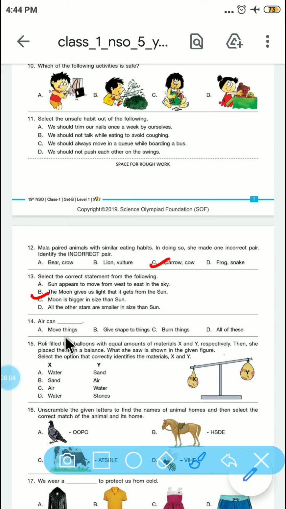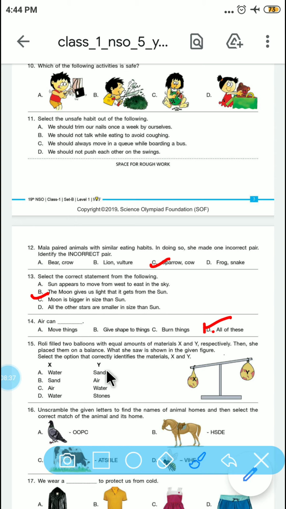Air can push, move things, give shape to things, burn things, all these. So all these activities are done with the help of air. Question number 15. Rolly filled two balloons with equal amount of material X and Y respectively. Then she placed them on the balance. What she saw is shown in the given figure. Select the option that correctly identifies X and Y.